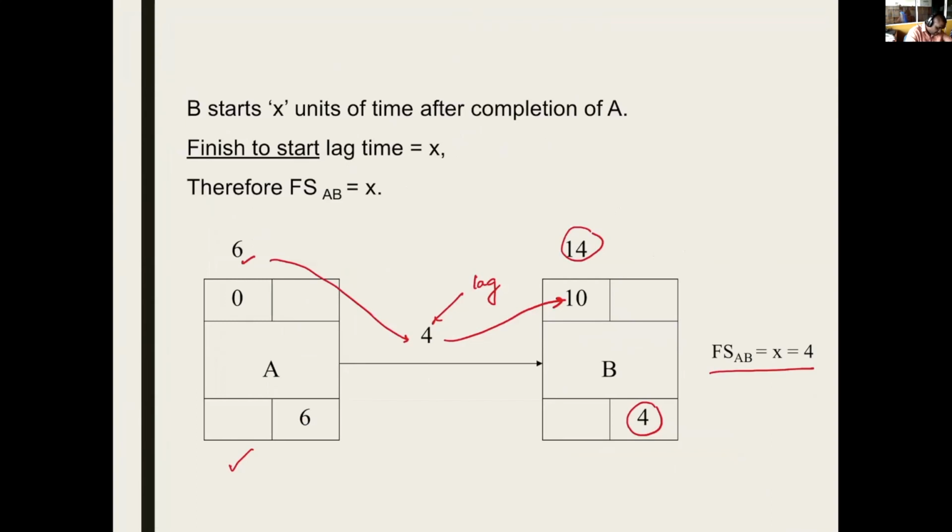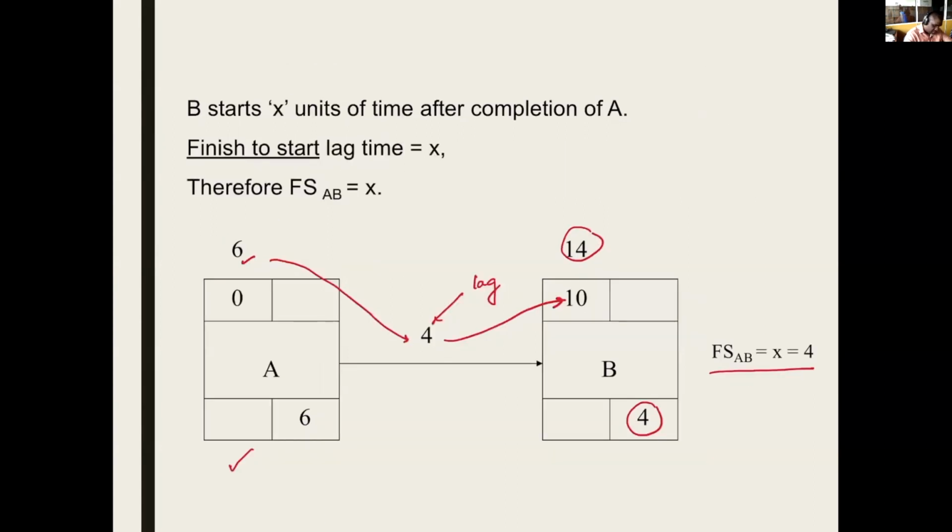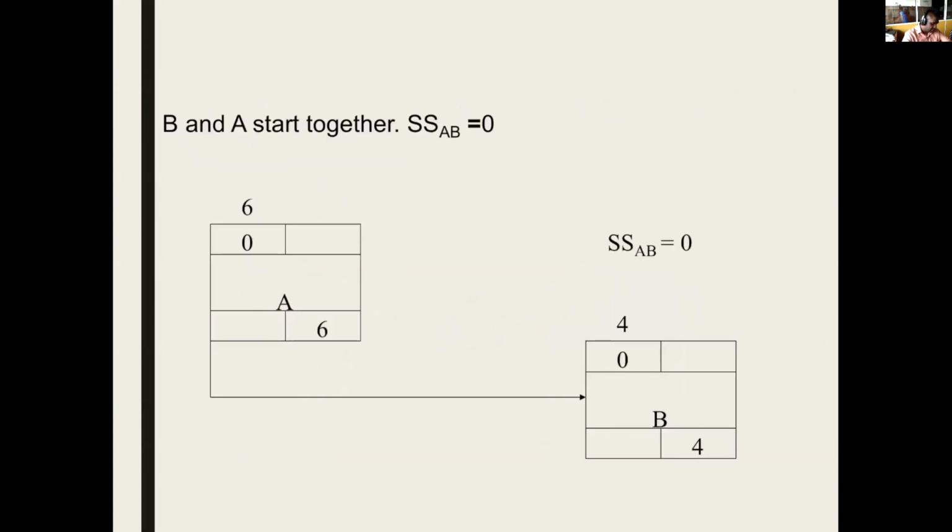If you want, instead of writing 4 here, because there are some other types of links, FS AB is a finish to start link between A and B. Here it is 4. You don't need this for a finish to start link. This is just for your knowledge. So you should be familiar with the way that the calculations are done.